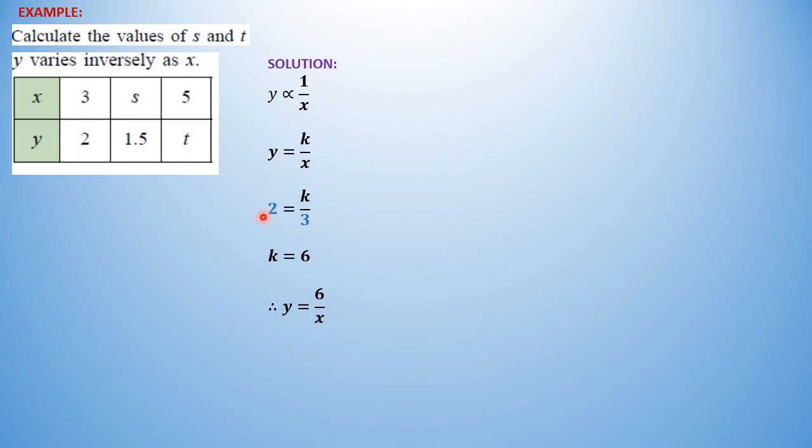Okay, y is 2, x is 3, so you can find the value of K, right? So after you get K, you write the equation form in the complete form, okay? That means y equal to 6 over x, K equal to 6 here, okay?